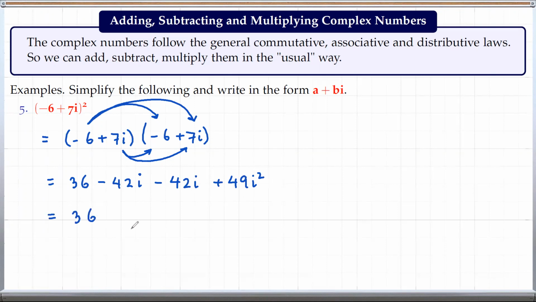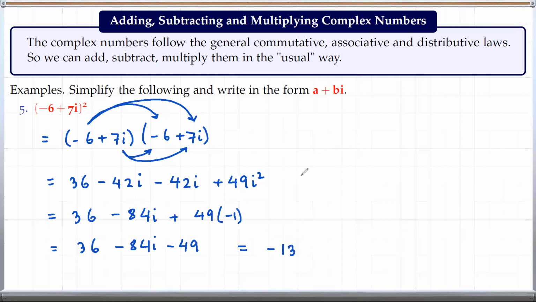We can simplify this a little further. Negative 42i minus 42i is negative 84i. And then we have 49 times negative 1 over here. i squared is negative 1. So this becomes 36 minus 84i minus 49. So we can combine this 36 and negative 49. So that will be negative 13 minus 84i as it is. So this is the square of negative 6 plus 7i. So we are done with this example.